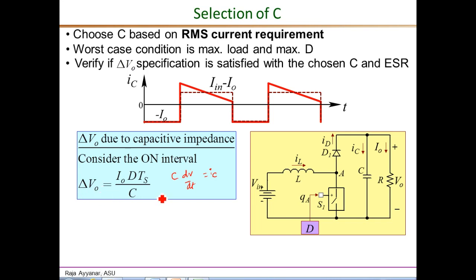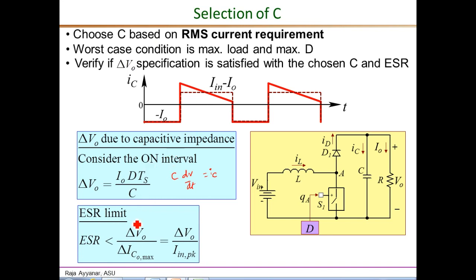Now, the delta VO should be much less than what is the specification for delta VO. The reason for it being much less is because the ESR ripple component is the more dominant ripple component. Therefore, we need to make the capacitive impedance component of the ripple negligible.